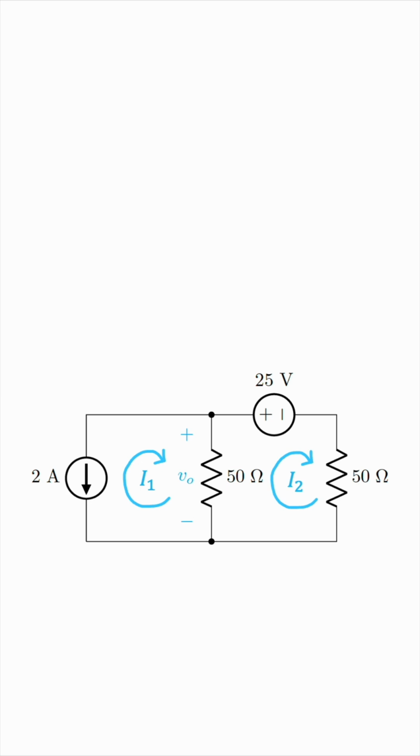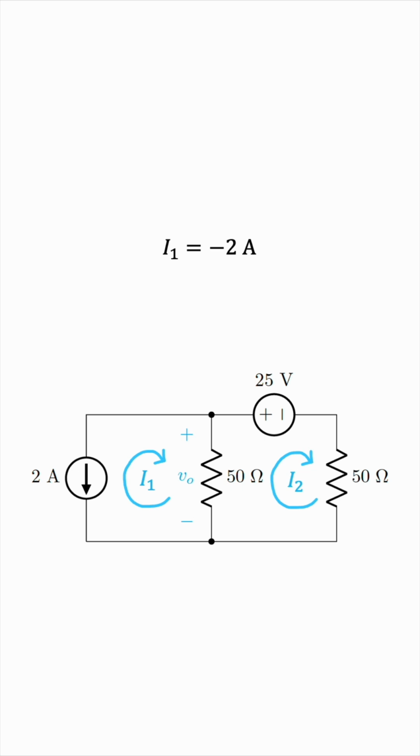The one on the left is actually very easy because we can immediately see that I1 is equal to negative 2 amperes, because the current that traverses the left loop of this circuit is precisely the current of the 2 amp source, except that it goes in the other direction, so we insert a negative sign.